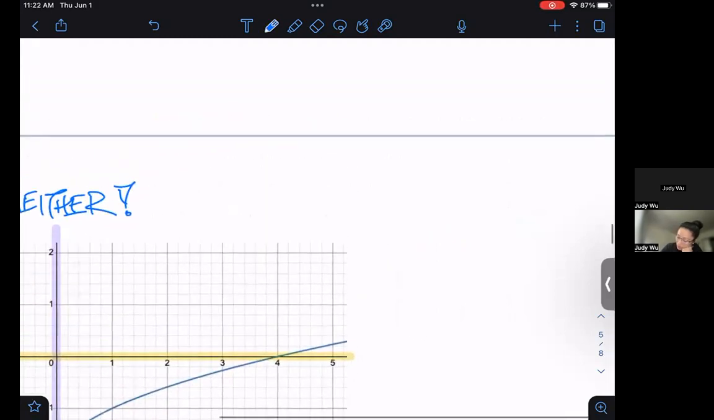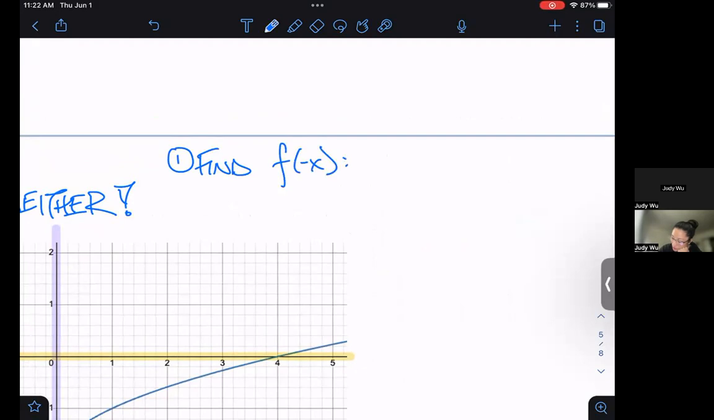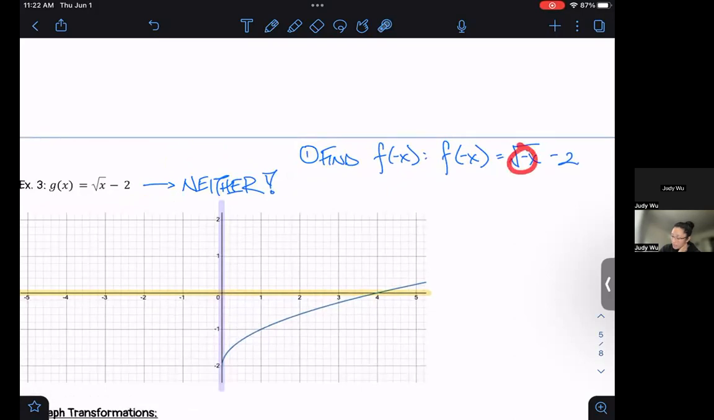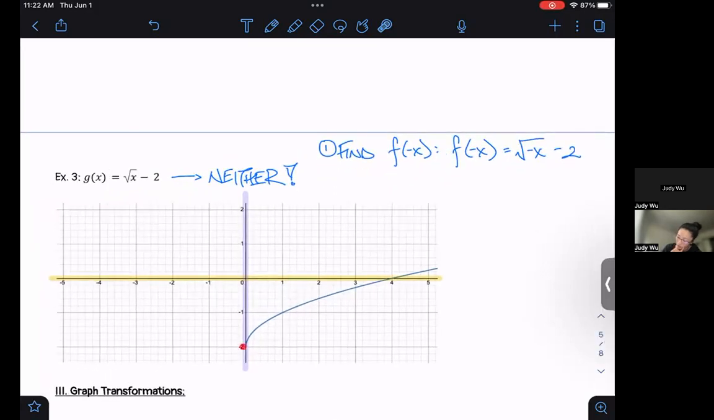So let's find our f of negative x, all right? So f of negative x would equal square root of negative x minus 2. Now this minus here, all right, means we could really only put in negative numbers, and that would mean we would have something over here, okay? But this is not equal to that. And so therefore, this is not even.